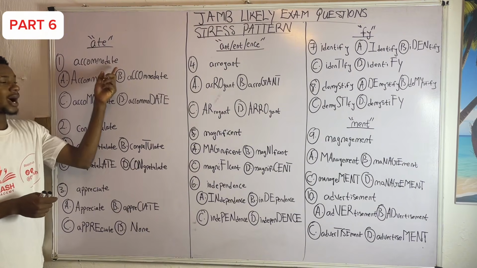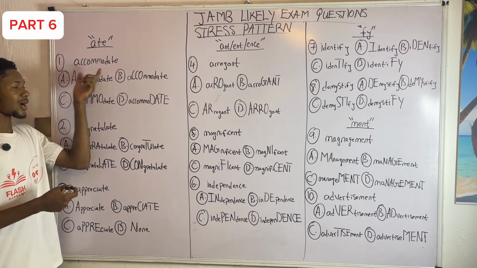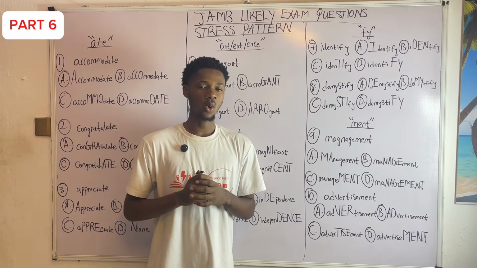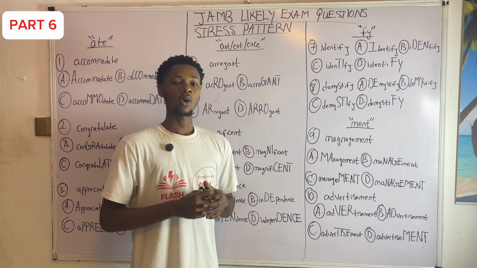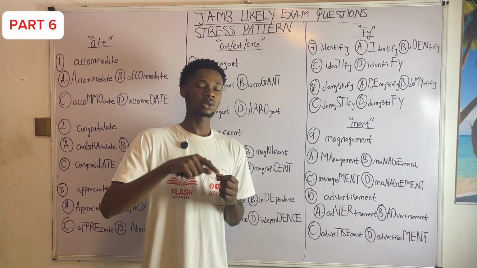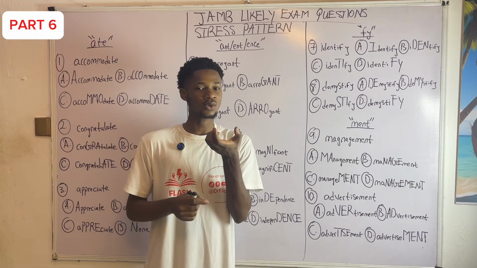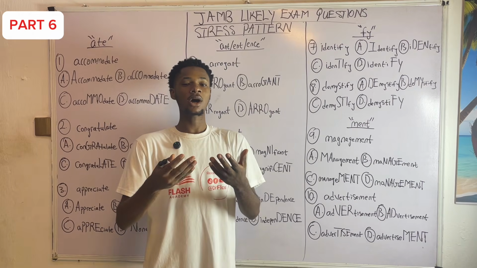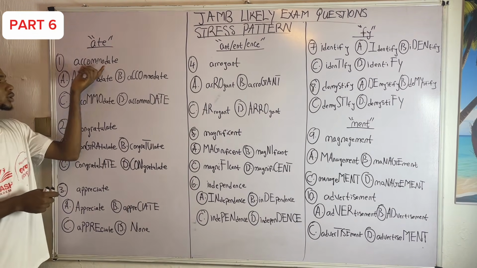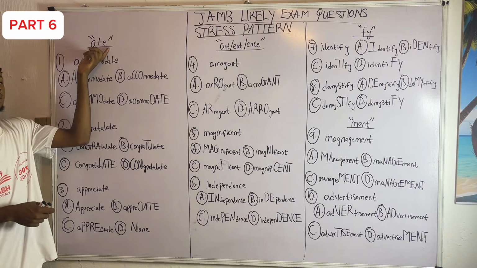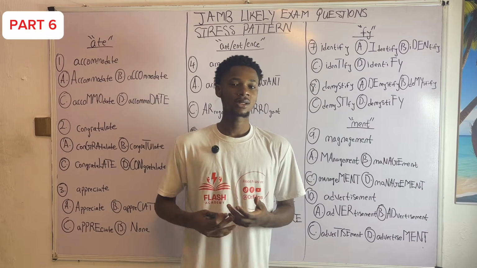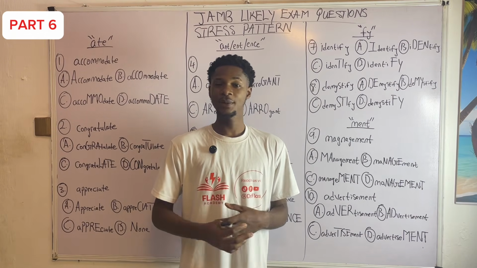The first question reads here, accommodate. JAMB wants you to stress accommodate. First things first, what is stress? Stress is simply the syllable of a word on which we lay the most emphasis. Whenever we're pronouncing that particular syllable of the word, we tend to increase our intonation. That is what we call stress pattern. Notice this one is written under ATE. Words that end with ATE are stressed the same way: the syllable that is third from the end is stressed.